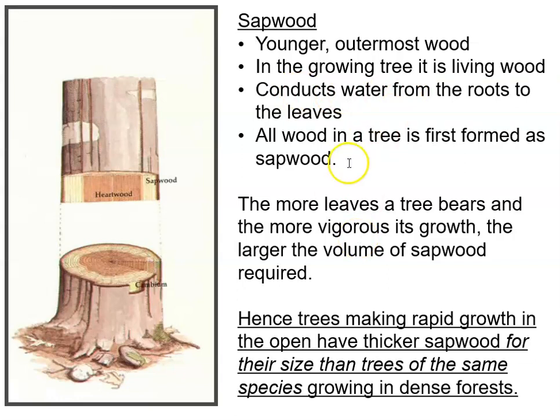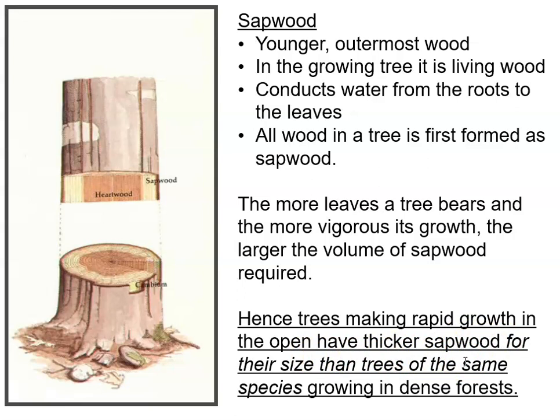All wood in the tree is first sapwood. The more leaves a tree bears, the more vigorous its growth, the larger volume of sapwood that is required. So the bigger trees, with a big canopy of leaves, need more sapwood to get all those nutrients and all that water up to the top. Therefore, trees making rapid growth in the open have thicker sapwood for their size than trees of the same species growing in dense forests.